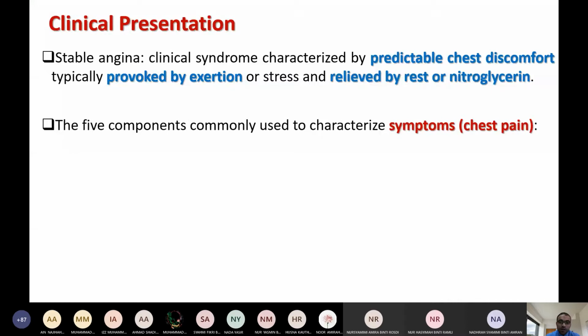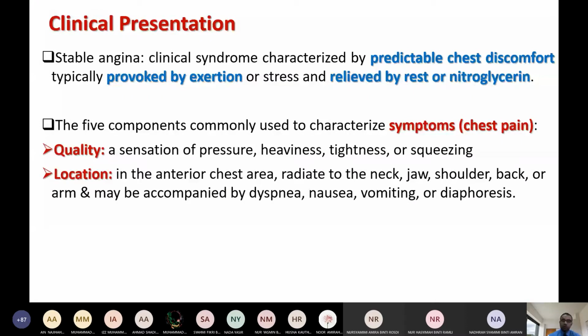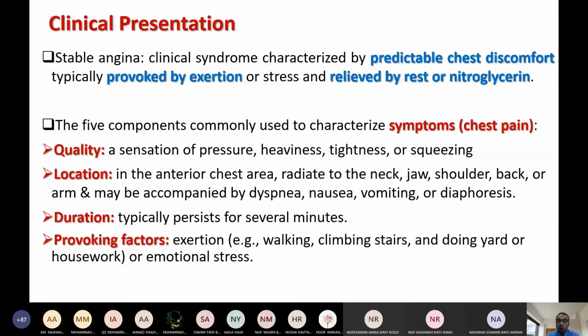There are 5 components commonly used to characterize the symptoms of the cardinal symptom, which is the chest pain. The quality: pressure, heaviness, tightness, squeezing of the chest. The location: most of the time the anterior chest area, radiating to the neck, jaw, shoulder, and back. The duration: typically it may last for several minutes.